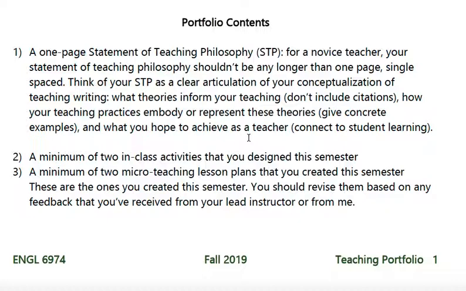And another part that's really important is your goals as a teacher, and always connect that to student learning. People don't want to read something about, I like to be a good teacher. It's like, thank you so much. How does this connect to student learning? What do you hope to do as a teacher to improve student learning in your class? Okay? Always think that teaching is closely connected to student learning.